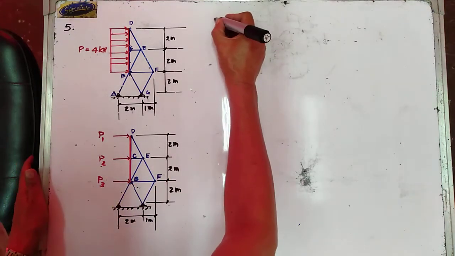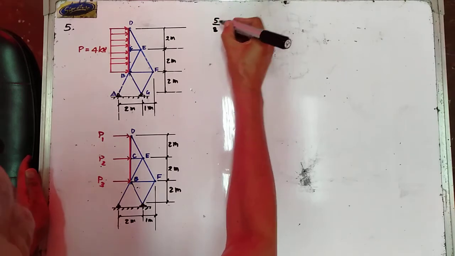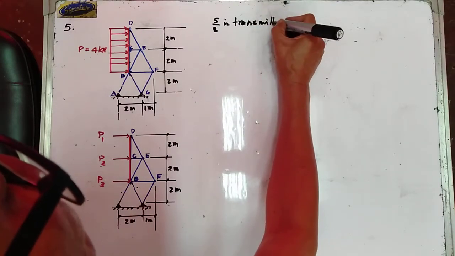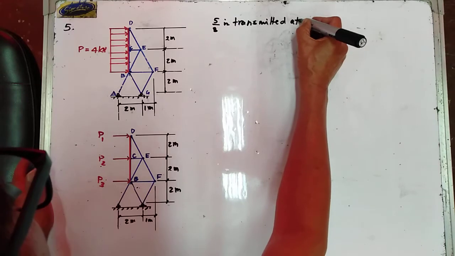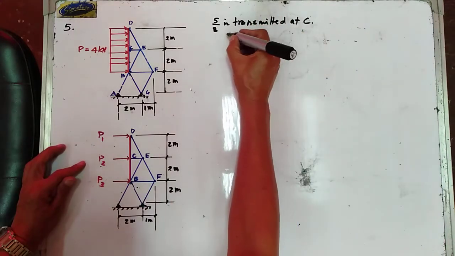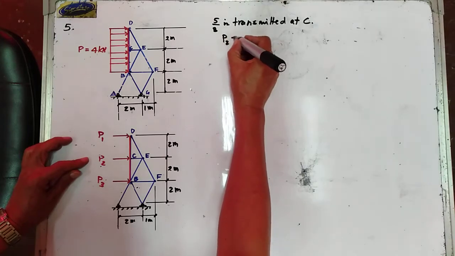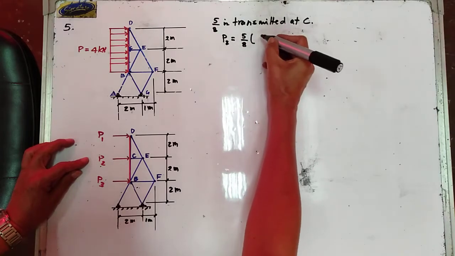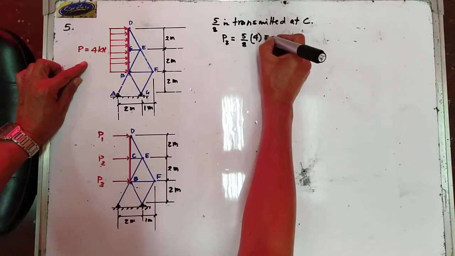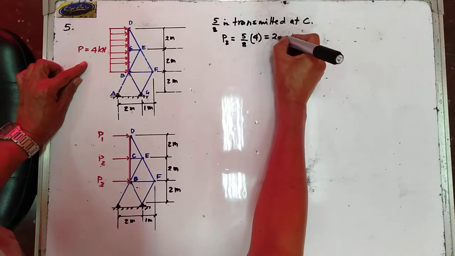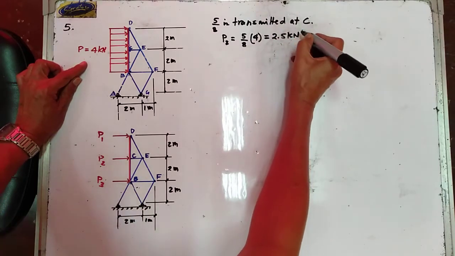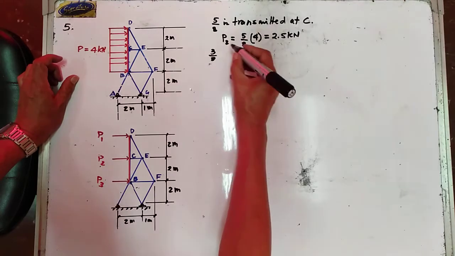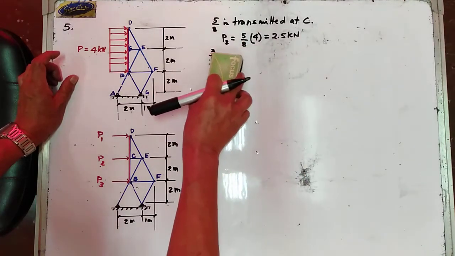So we have 5/8 of the load transmitted at C. So we now have your P2 in here is equal to 5/8 multiplied by 4 kilonewtons, and that is equal to 2.5 kilonewtons. Okay, so we have 5/8, so we have 3/8 of the remaining load.